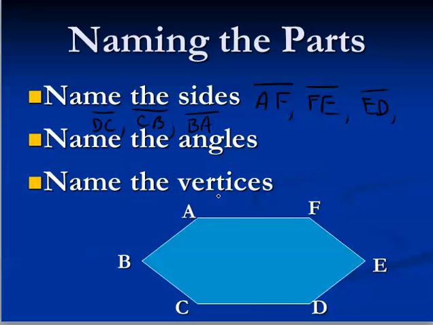Naming the angles, make sure you use your angle symbol. So we have angle A, angle B, angle C, angle D, angle E, and angle F. Naming the vertices. A vertex is a point where two segments meet. So all of those letters are also vertices, but if you're asked to name a vertex, it's a point. So be sure you use a capital printed letter. So point A, point B, point C, point D, point E, and point F.